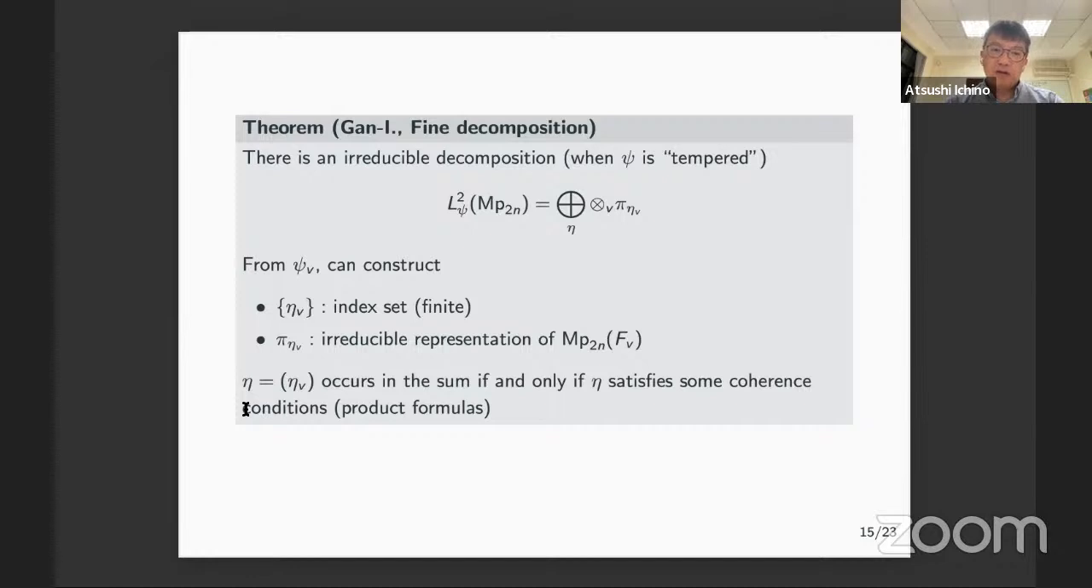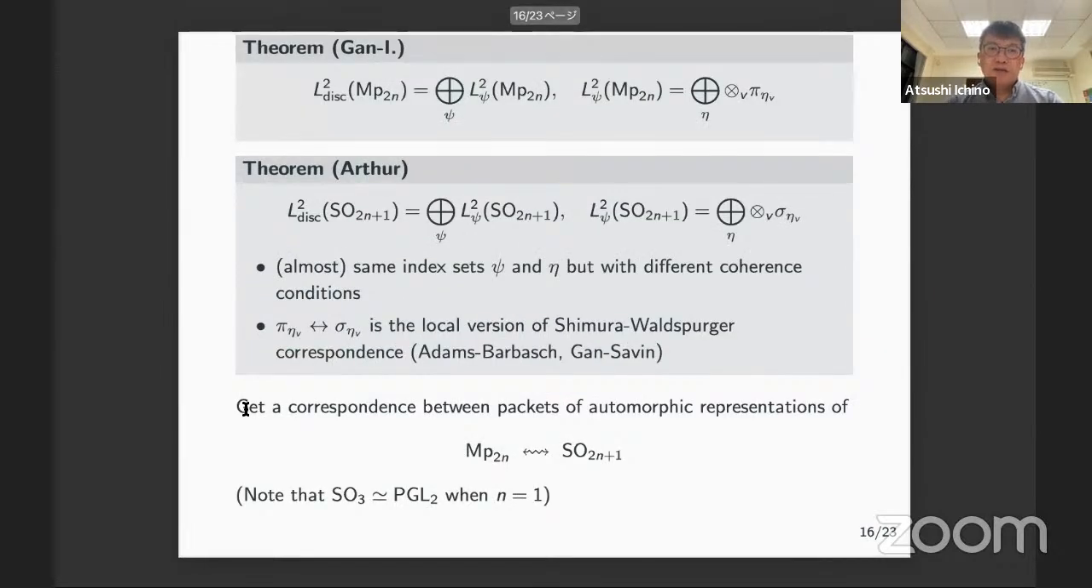The point is, eta occurs in this decomposition if and only if eta satisfies some coherence conditions. Namely, from eta_v, we can associate some bunch of signs, and these signs should satisfy some product formulas. Anyway, so we have the decomposition of the discrete spectrum of Mp_2n. But actually, it is fair to say that this is an analog of the other result for the quasi-split special orthogonal group, or split group. And actually, we use the other result.